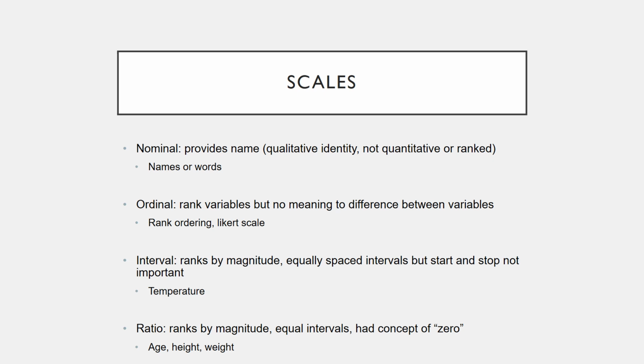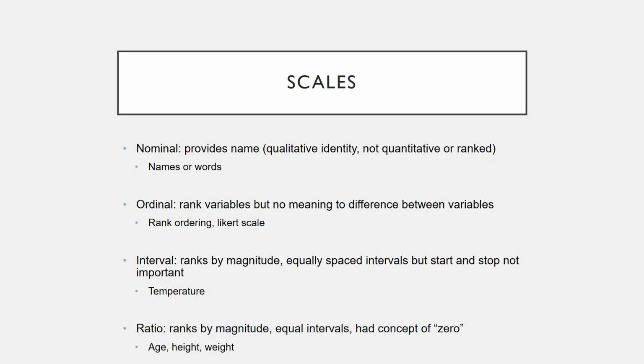So think about things like temperature, where the difference between a temperature of 45 degrees and 46 degrees is the same as the difference between 85 degrees and 86 degrees. So 1 degree difference is the same regardless of the temperature. And in an interval, there's no absolute zero.